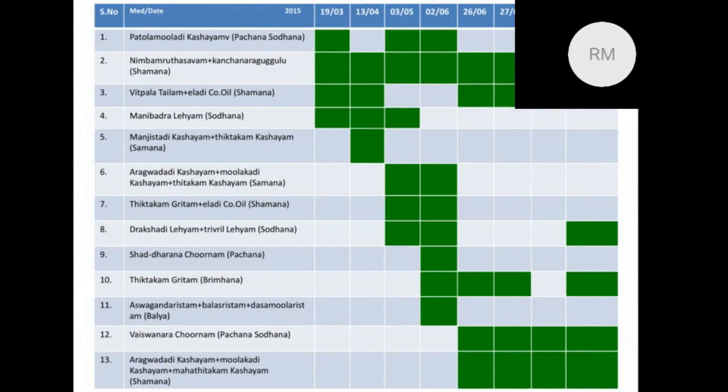One more case, interesting. In the first two cases, we were able to manage with just the conservative treatment. But this case was too severe, so we really had to do Panchakarma. So let's have a look at this treatment.